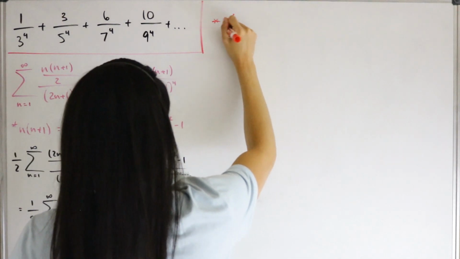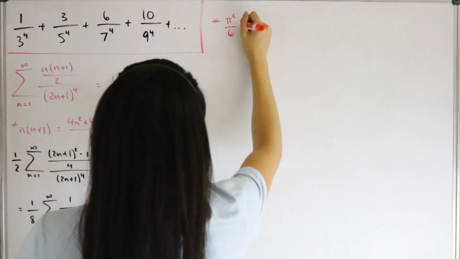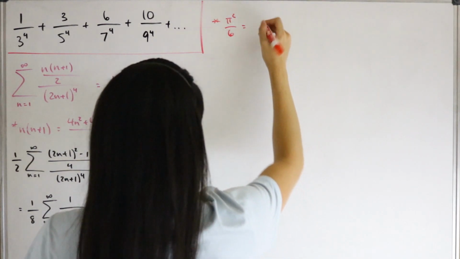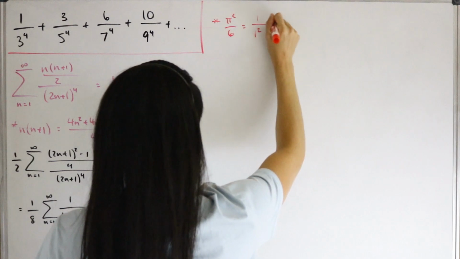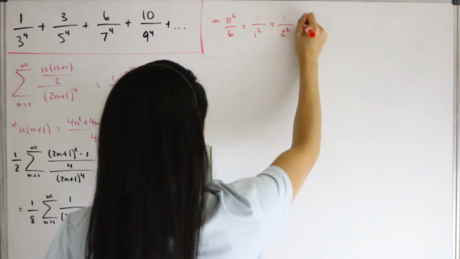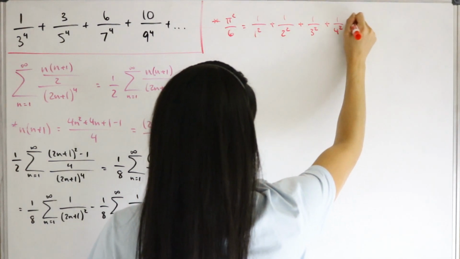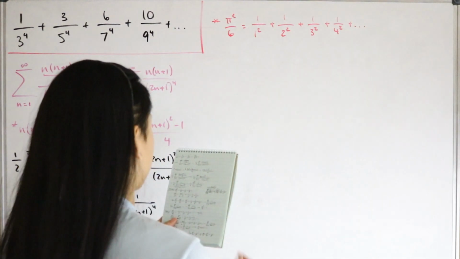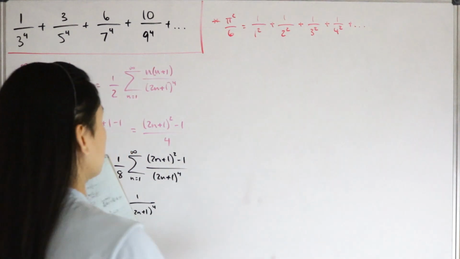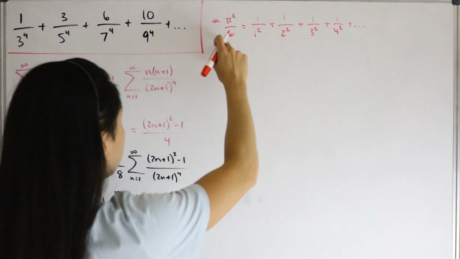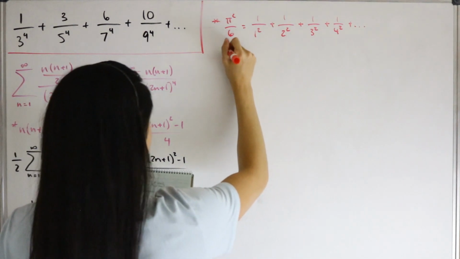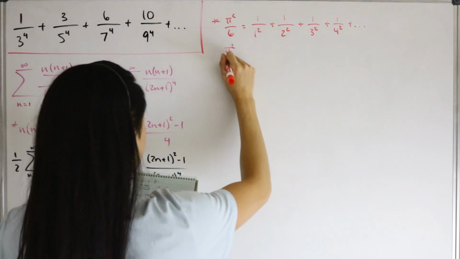Pi squared divided by 6, in terms of that infinite sum expansion, is going to be 1 divided by 1 squared plus 1 divided by 2 squared plus 1 divided by 3 squared, and so on and so forth. So it's the sum of the reciprocals of the squares. Why don't we manipulate this a little differently? Let's multiply 1 divided by 4 into that entire expansion. That would be pi squared divided by 24.